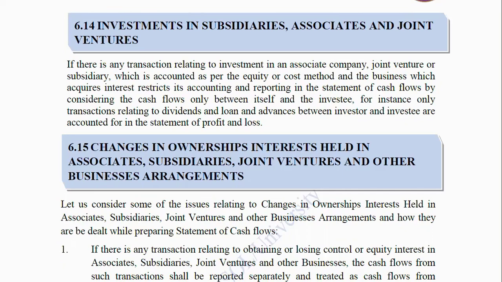If there is any transaction relating to investment in an associate company, joint venture or subsidiary which is accounted for as per the equity or cost method, and the business which acquires restricts its accounting and reporting in the statement of cash flows by considering the cash flows only between itself and the investee. For instance, only transactions relating to dividends and loans and advances between investor and investee are accounted for in the statement of profit and loss.